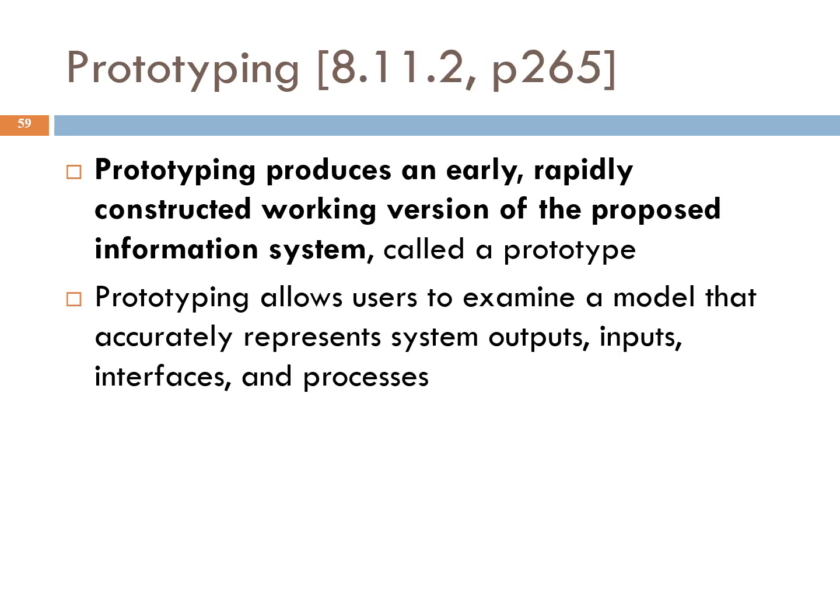Now we look at prototyping. So what is prototyping? Prototyping produces an early, rapidly constructed working version of the proposed information system. Also, a prototype allows users to examine a model that accurately represents system outputs, inputs, interfaces, and processes. Prototyping here means we are going into the design phase already. If you are looking at the text reference, we are moving towards chapter 8 for prototyping.